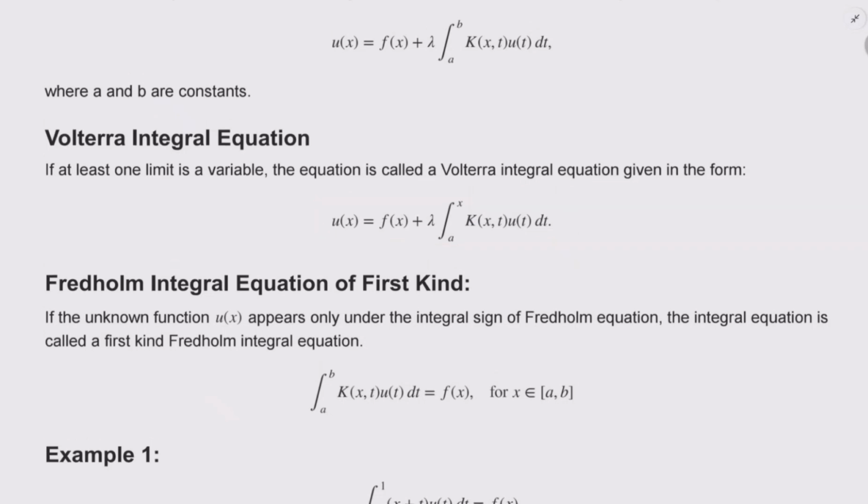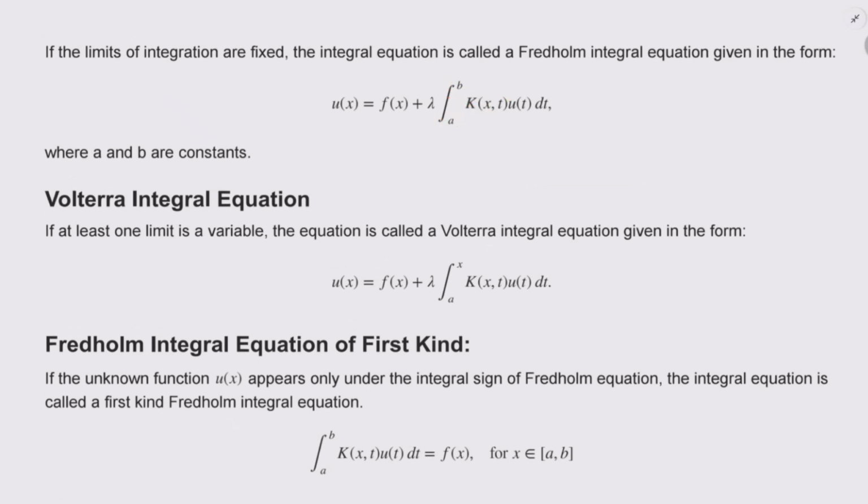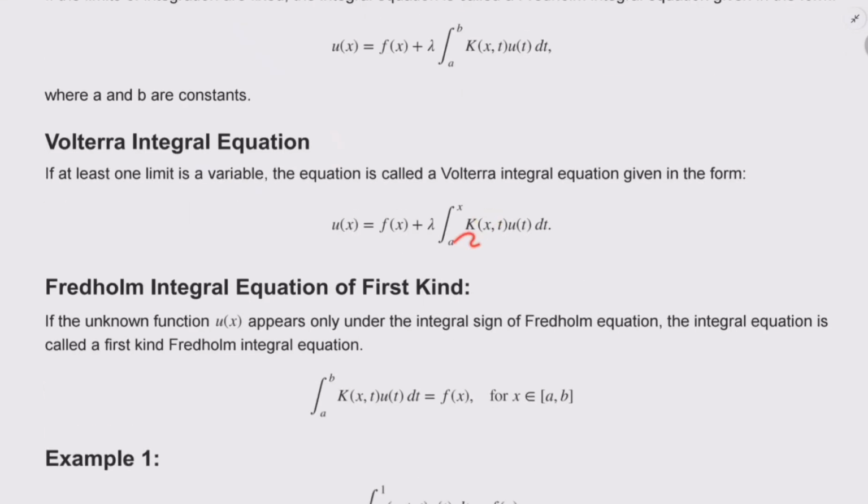There is no difference except the limits. When the limits are fixed, this is called Fredholm. When one of the limits is variable, then this is called a Volterra integral equation.